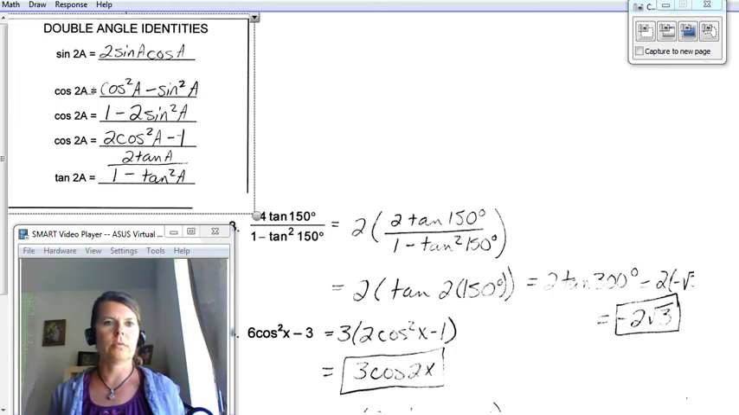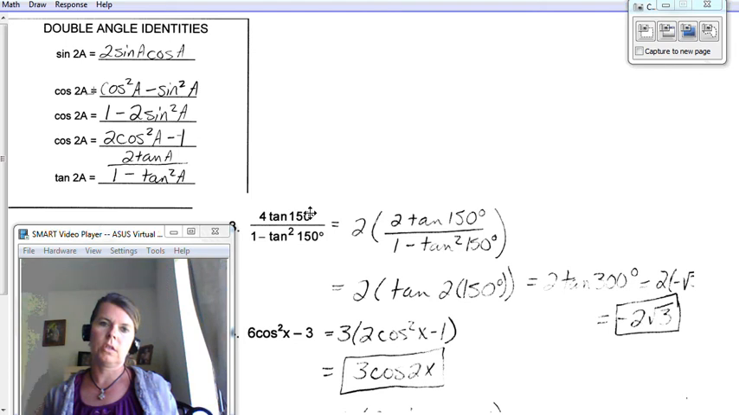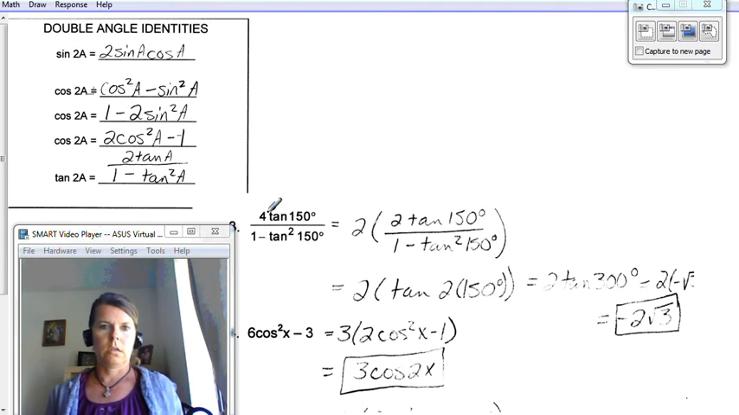Okay, another example, next page. There we go. Let's see. 4 tangent 150, over 1 minus tangent squared 150. Obviously, that's your tangent of 2a. But notice this is a 2, and this is a 4. So what they did right here is they factored out a 2. So if I took 2 times that 2, that's where the 4 is. So they factored out a 2, and they get 2 tangent 150, because you divide this by 2.